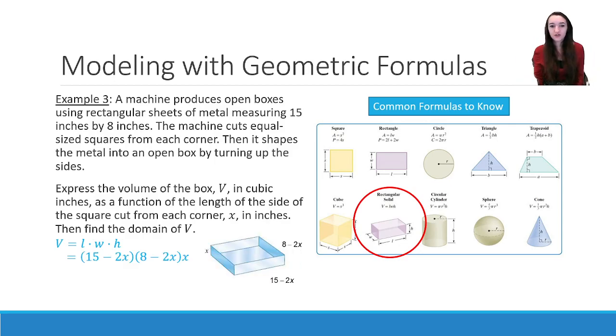So altogether, we get the following. And here we can even draw a constructed picture of that box. So 8 minus 2x, 15 minus 2x, and x are our length, width, and height. Now we have an equation for our volume. And yes, we could multiply this out if we wanted to, but leaving it in this factored form gives us slightly more information than multiplying it out would. So I'm going to leave it this way, and that's a fine answer.